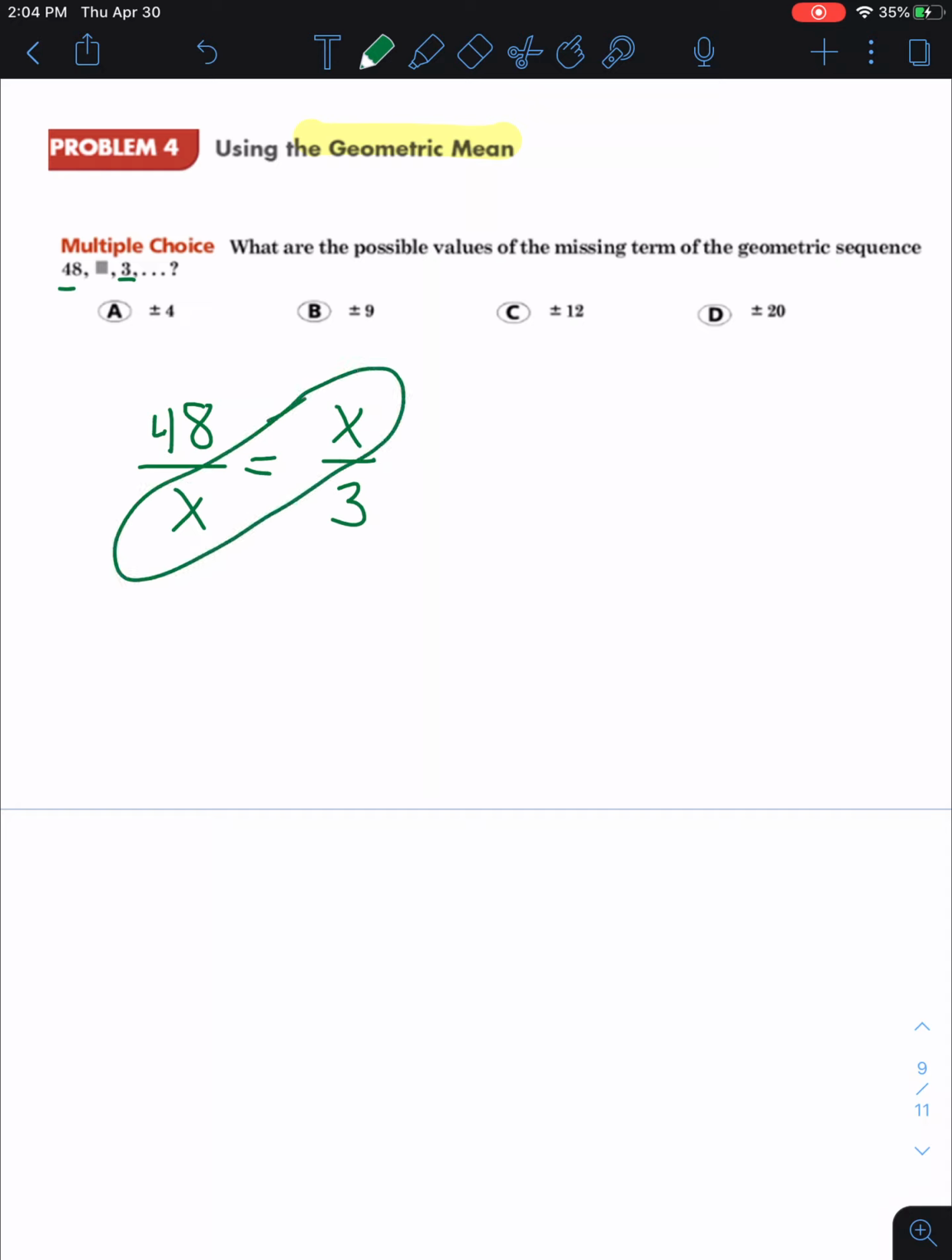Remember, looking at the 48 and the 3 in this setup, when you're looking at a proportion, those are called the extremes. Okay, so this is the means, and it's a geometric mean.